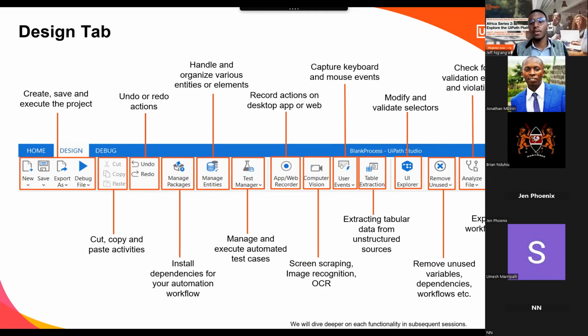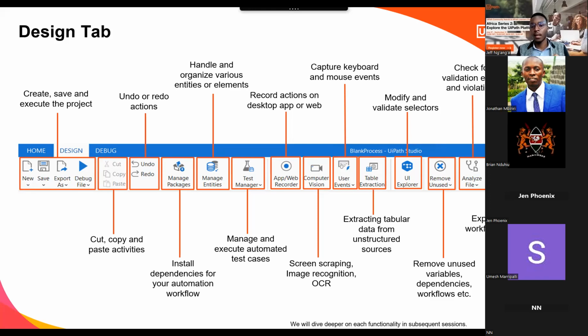The other option we have is the UI Explorer. So what the UI Explorer enables you to do is to modify and validate selectors. So when you drag and drop an activity, for example, type into activity, you can indicate an element on a browser or an application, and those elements you indicate have selectors. So you can modify and validate selectors, check if the selectors work, also check how accurate they are. So that option enables you to do that.